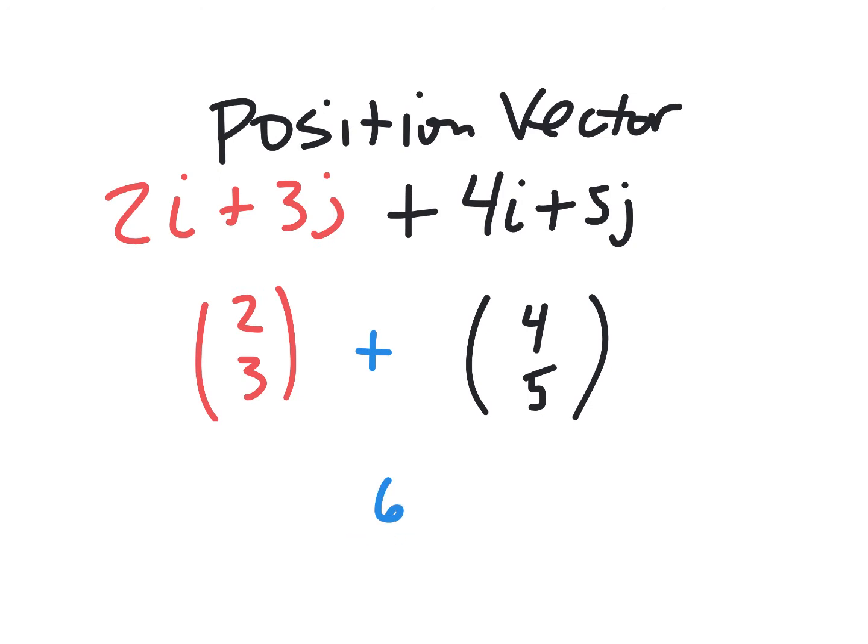I often want to make a fraction bar. Don't let me ever do that. There's no bars between them. Here we go. 6, 8. What is that? Is that a point? No, it's a vector. It's a vector that goes 6 in the x direction. Well, it's not x, it's in the i direction. And it goes 8 in the y direction.